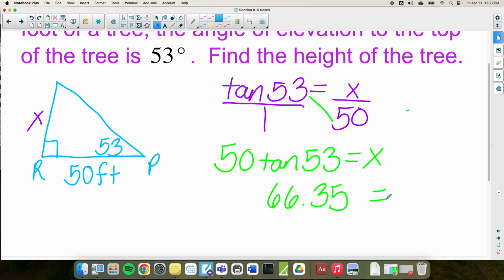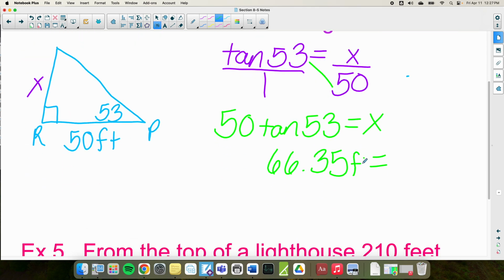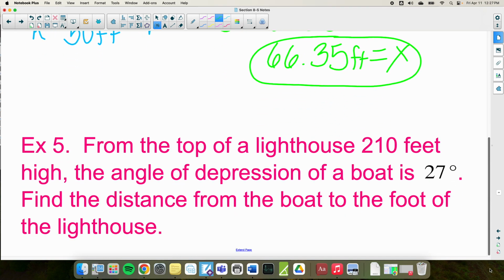Okay, and that's probably in feet again. Yeah, and that is my x. Okay, let's look at this one.